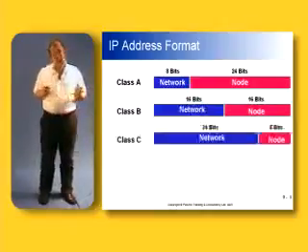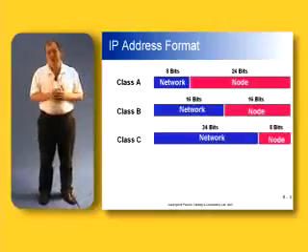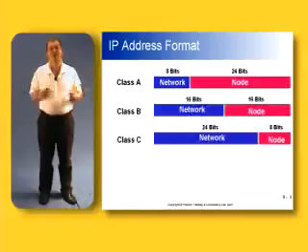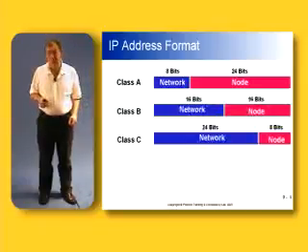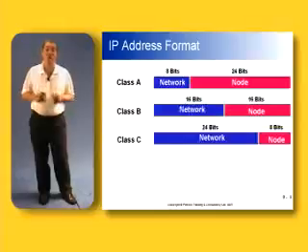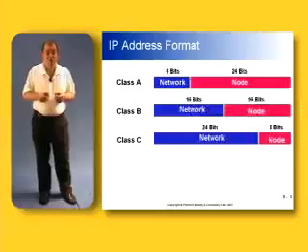Okay, how about small companies? They get a Class C address, and the Class C address is essentially 24 bits of the address represents the network, and only 8 bits represents the host. So you've got lots and lots of networks, 16.7 million networks, but only 8 bits of host space. So you could have potentially 0 to 255, 256 hosts.